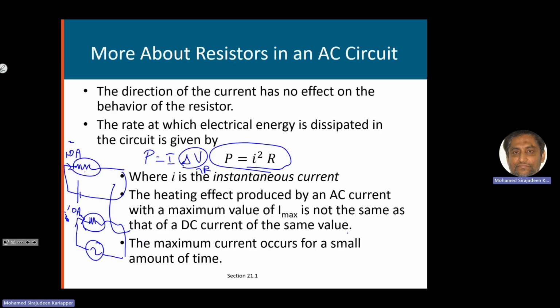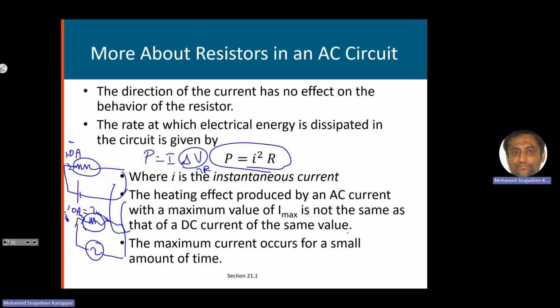It is less because this is the maximum, so all other times the current is less than 10 amperes. Only twice in a cycle will it be 10 amperes. Other times it will be less than 10 amperes. So that's what this is saying. The heating effect is the power, right? The heating effect produced by an AC current with a maximum value of I max is not the same as that of a DC current of the same value, because the maximum current occurs only for a moment, twice in a cycle.